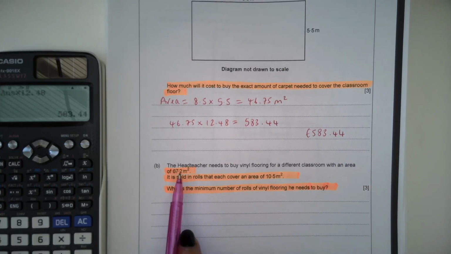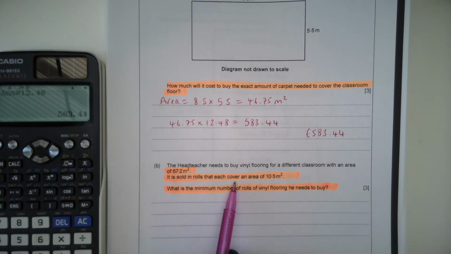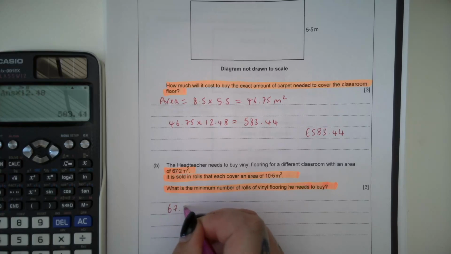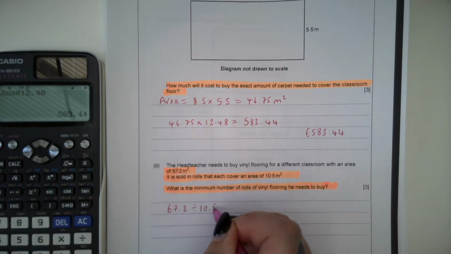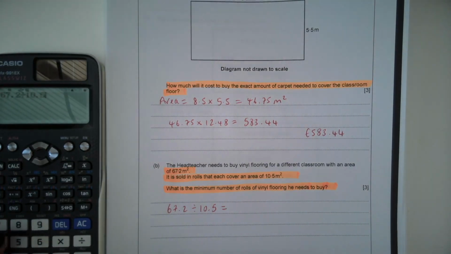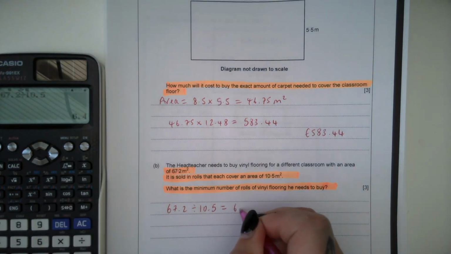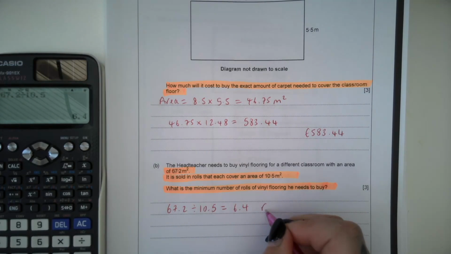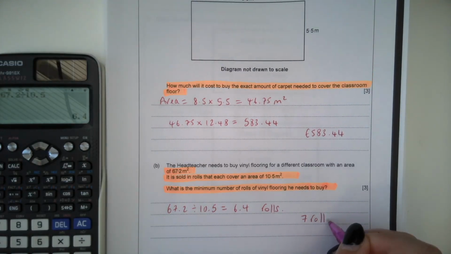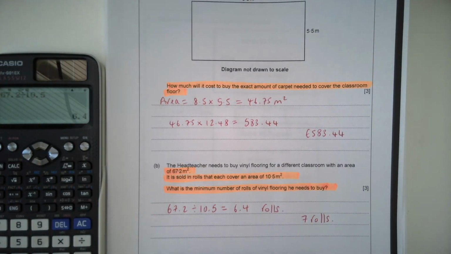Okay, so the area is 67.2 metres squared. Each roll covers 10.5 metres squared. So we're going to see how many 10.5 metres squared we have. So we're going to divide 67.2 divided by 10.5. So that's 6.4. So we're going to need 6.4 rolls. We can't buy 0.4 of a roll, guys. So we're going to have to buy 7 rolls to make sure we have enough.